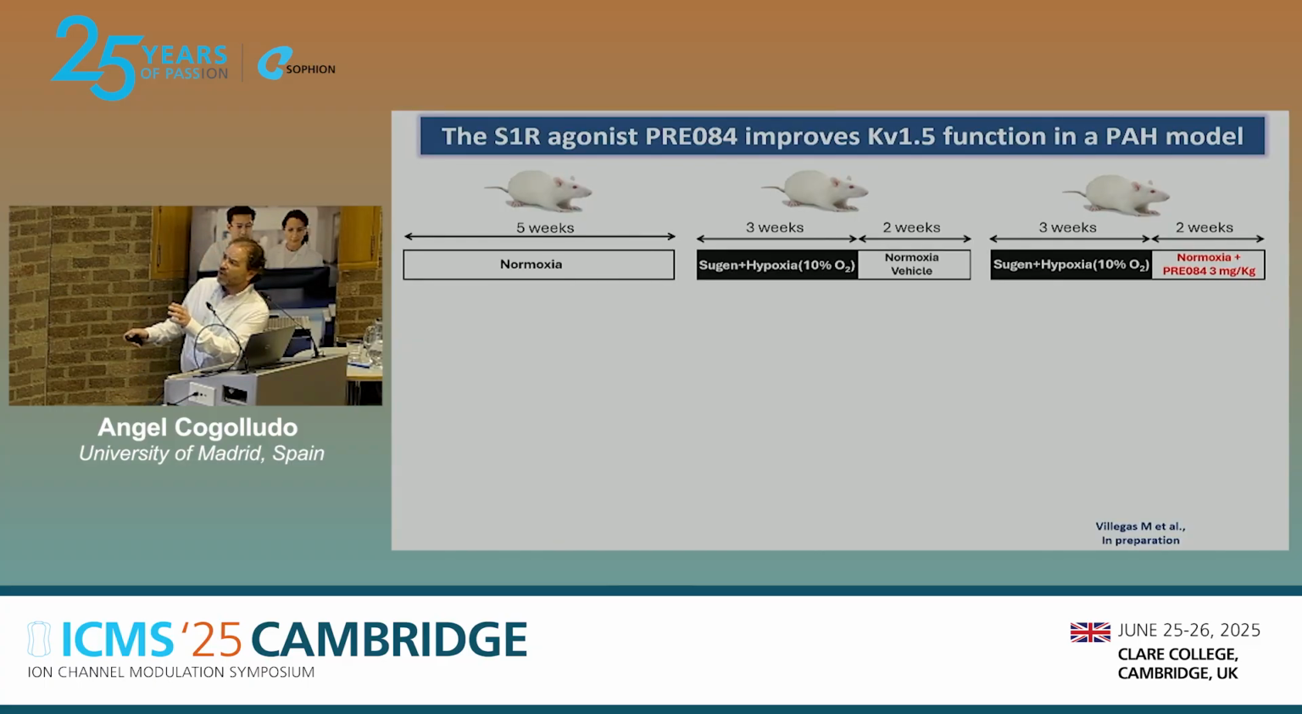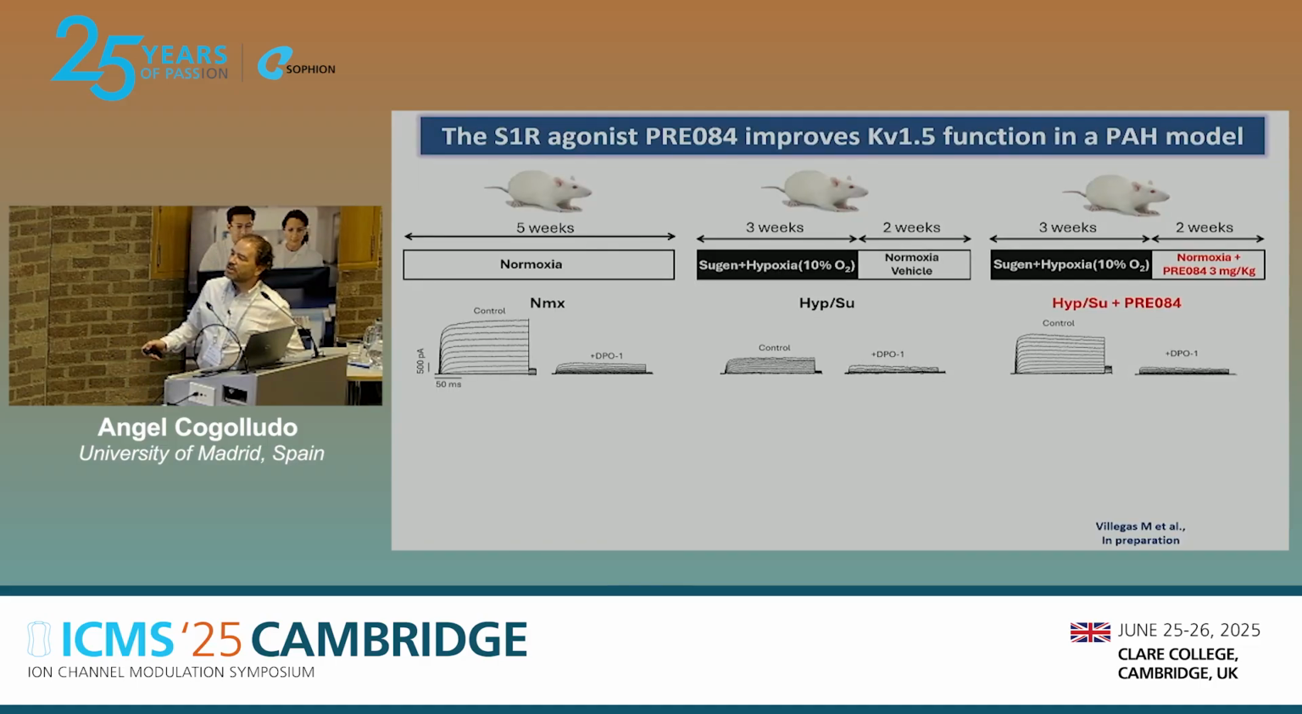So we had 3 groups: animals exposed to normoxia, to the PH model, and also treated with the sigma-1 receptor agonist for the last 2 weeks. This is a quite challenging model because it's not the same using a preventive model as a curative model, because here the PH is already established and the vessels are already remodeling. So what did we find?